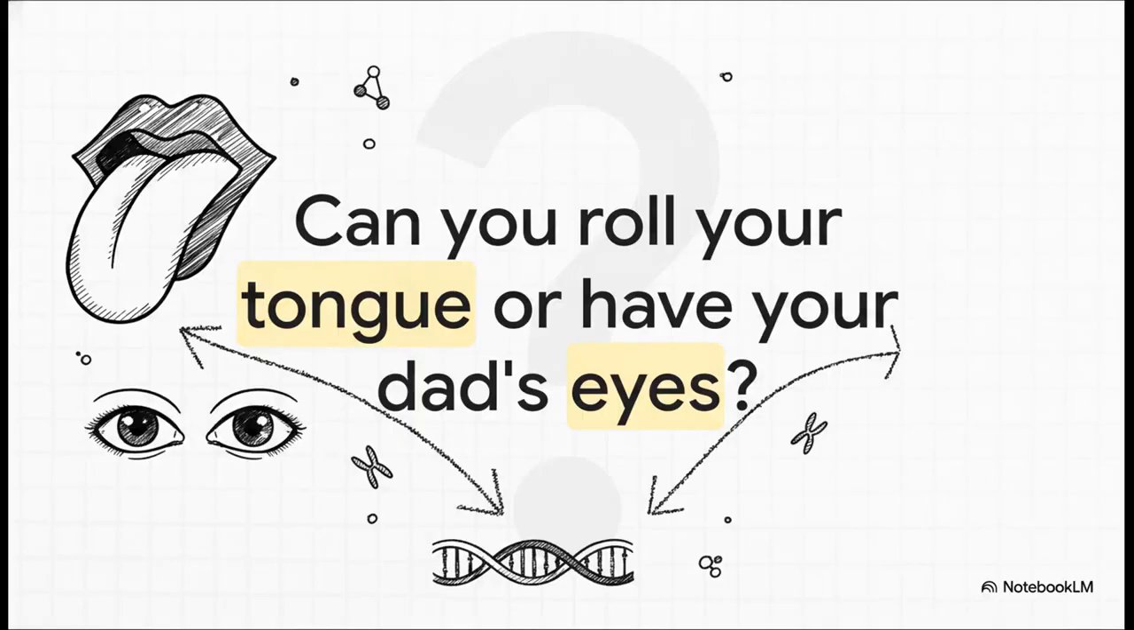All right, let's kick things off with a simple question. Can you roll your tongue? Or, do you have your dad's eyes? Try to visualize a straight line connecting that visible physical trait right down to a microscopic twisted strand of DNA inside your cells. That invisible connection is exactly what we are decoding today.